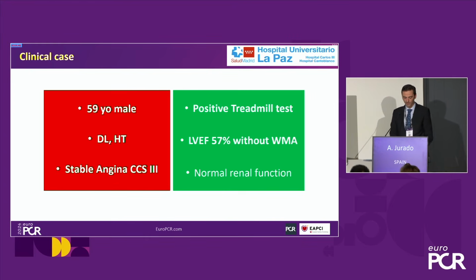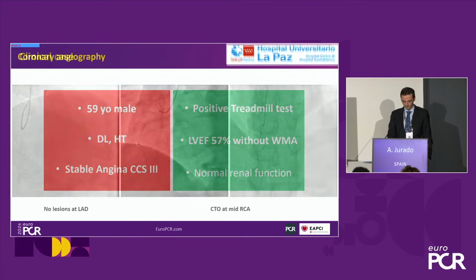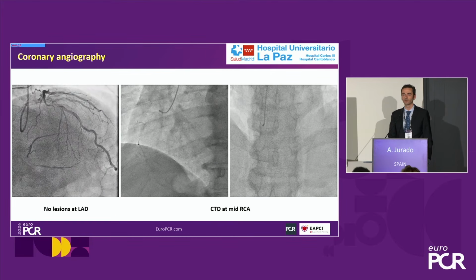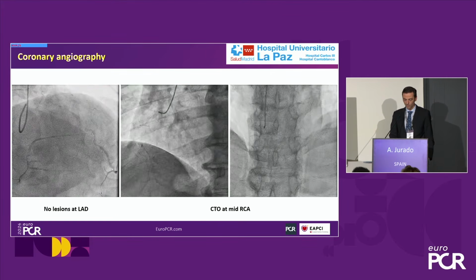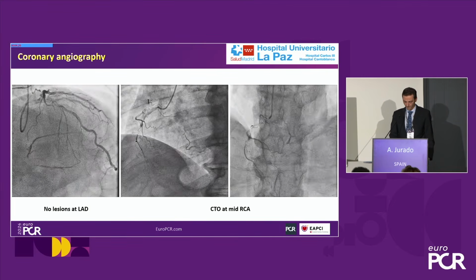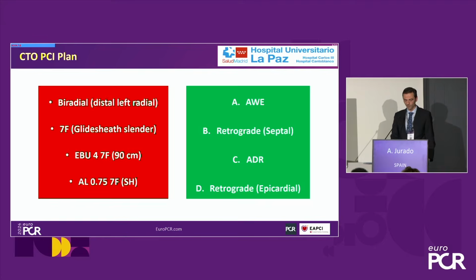This is a 59-year-old male with dyslipidemia and hypertension who suffered from stable angina, CCS class 3, underwent a positive treadmill test, and had normal ejection fraction without wall motion abnormalities. The lab tests were also normal. This is the first angio without significant lesions in the left tree, and with a CTO in the mid right coronary artery. So with this information, we decided to perform a PCI of the CTO of the right.